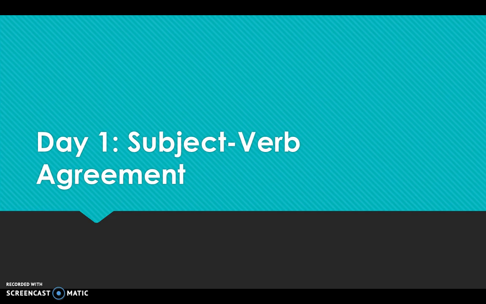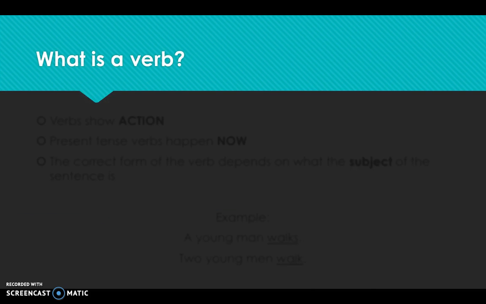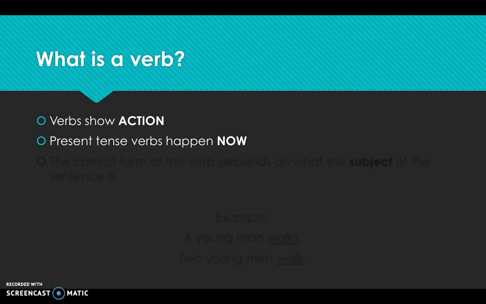All right, this week we will be talking about subject-verb agreement. Well, first we have to remember what's a subject, what's a verb, and what is an agreement. What's a verb? A verb shows action. Verbs in the present tense happen now. So when it's happening now, it's in the present tense, not the past, the present.